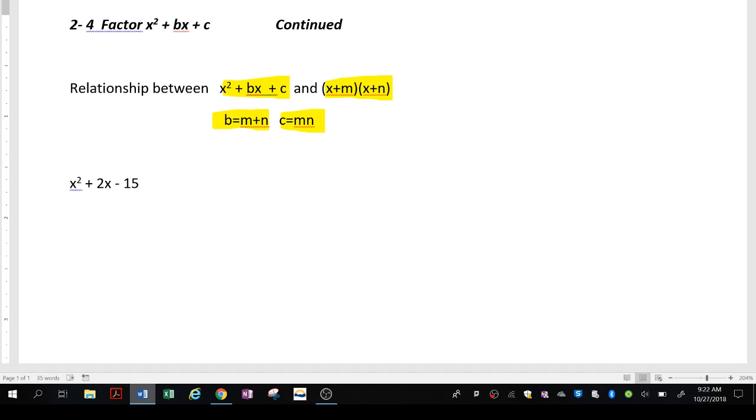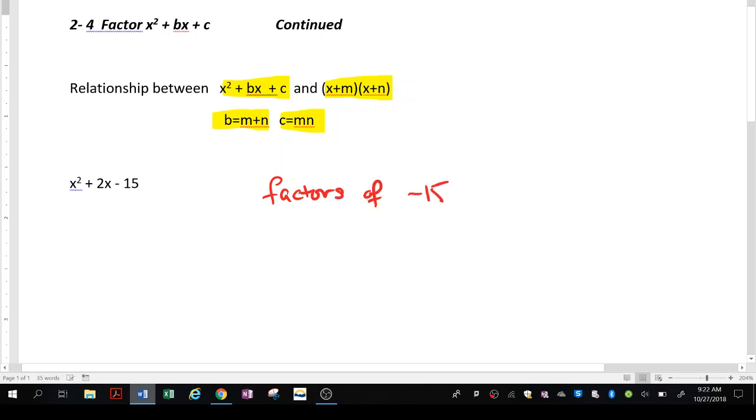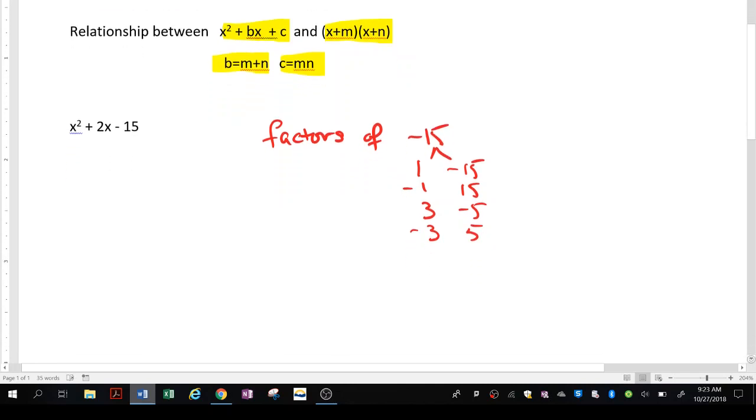So let's look a little bit further at that, with some examples where c can be negative or b can be negative. In this example, we have x squared plus 2x minus 15. So we're going to look at the factors of negative 15, and we want to see which ones sum to positive 2. We have 1 and negative 15, or negative 1 and 15. Those are both factors. We also have 3 and negative 5, or negative 3 and 5. Those are both also factors of negative 15.